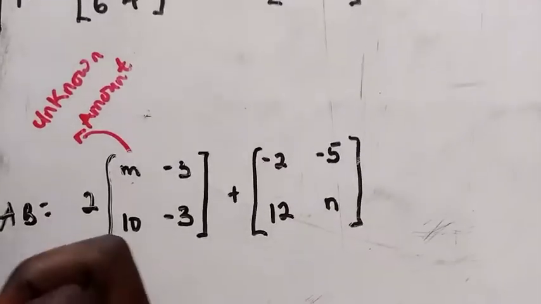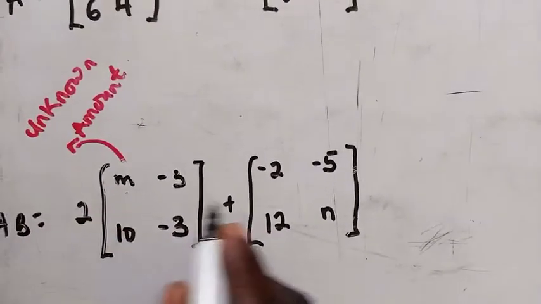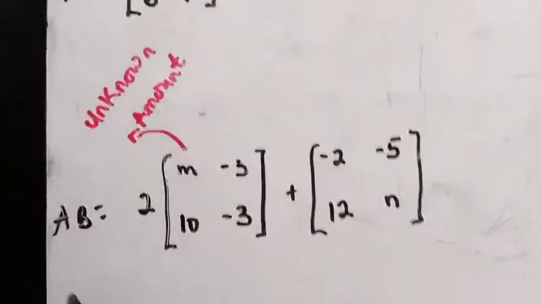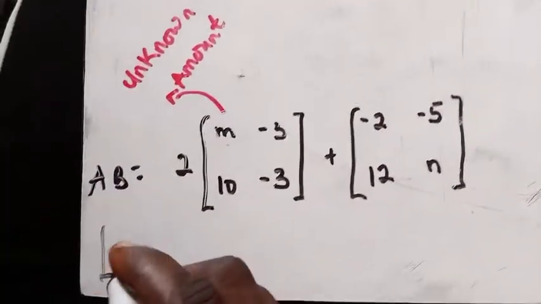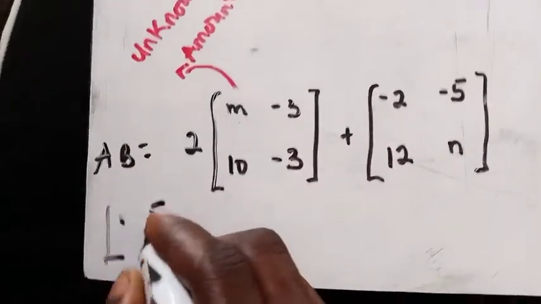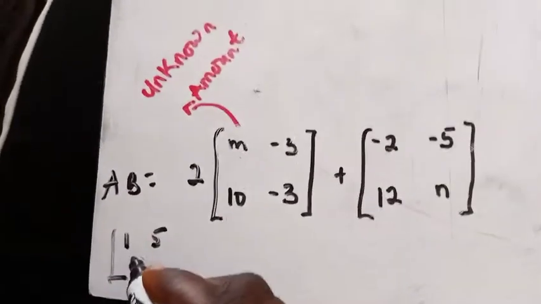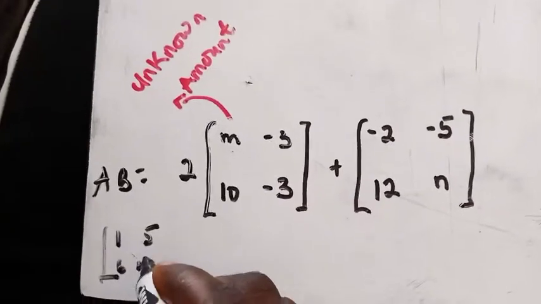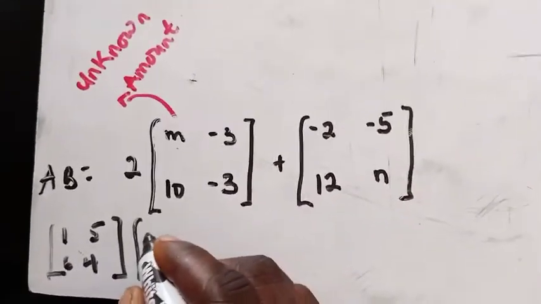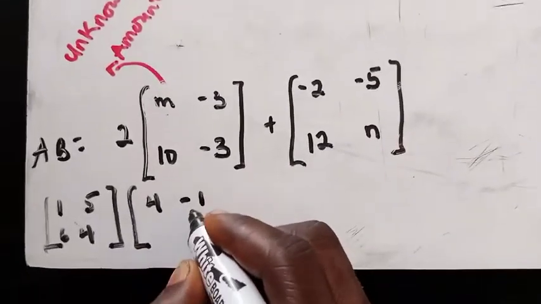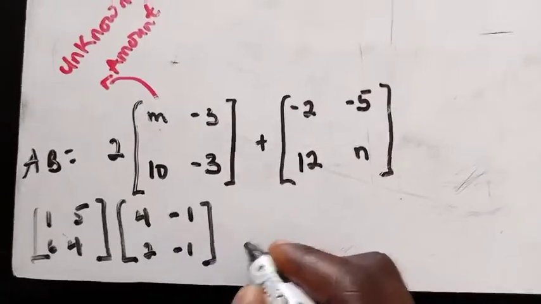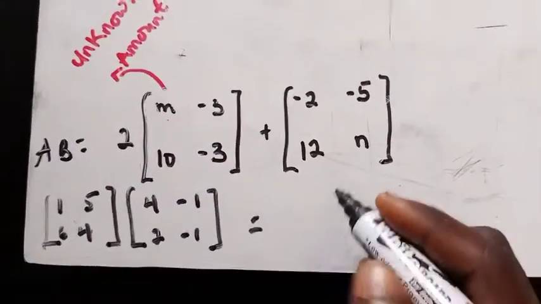So we have AB. A multiplied by B is equal to everything here. So we are going to multiply AB. Where is the A? This is the A. So you have A equal to 1, 5, and then 6, 4, multiplied by the B, which is 4, negative 1, and then 2, negative 1. Equal to everything here, so it's going to be equal to everything.